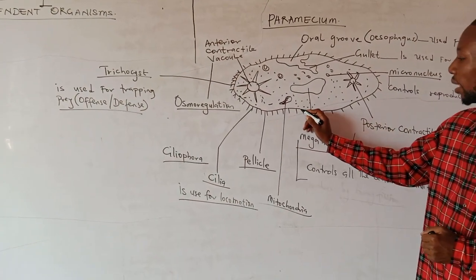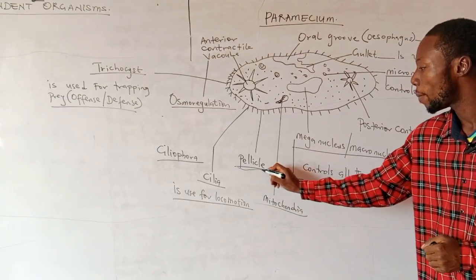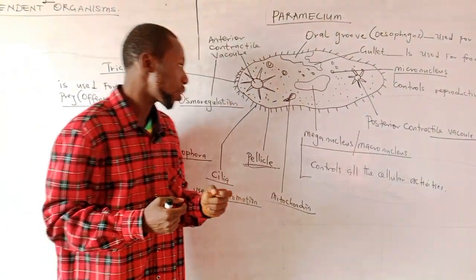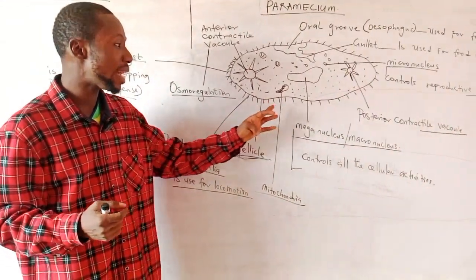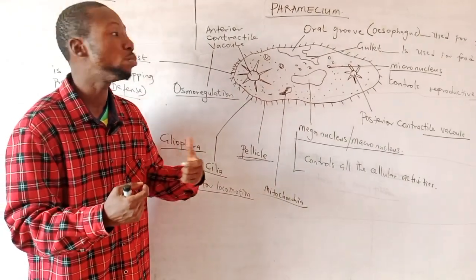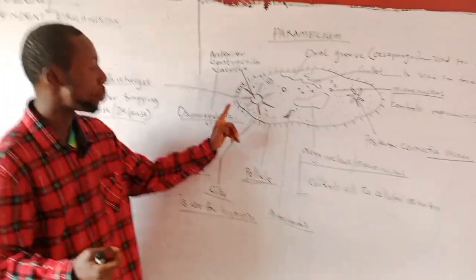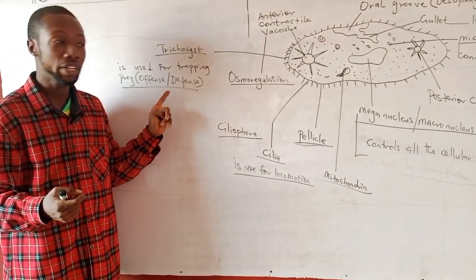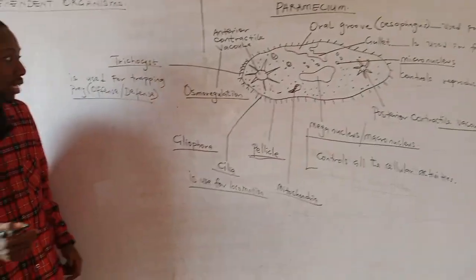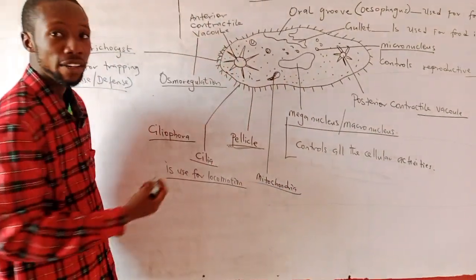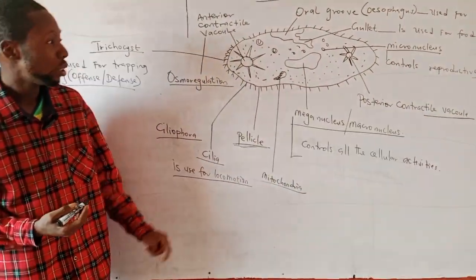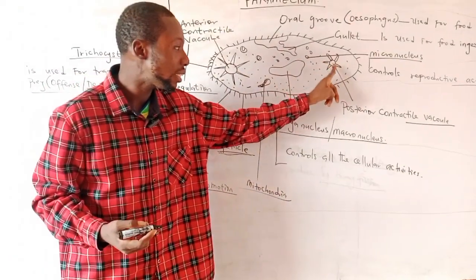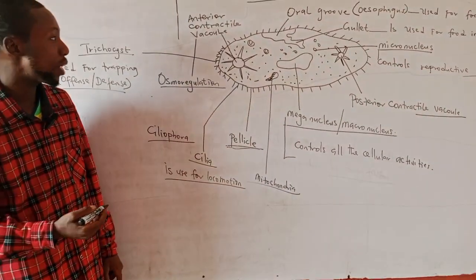Just as I said, the pellicle maintains the shape of the Paramecium, which is the foot shape. Alright, on that pellicle we have cilia attached to it. The cilia is used for locomotion. At the anterior end of the Paramecium we have the trichocyst, which is used for trapping prey for feeding. Alright, it's also used for offense and defense. Then next to it we have the contractile vacuole. We have two contractile vacuoles. This is the anterior contractile vacuole, and this is the posterior contractile vacuole.